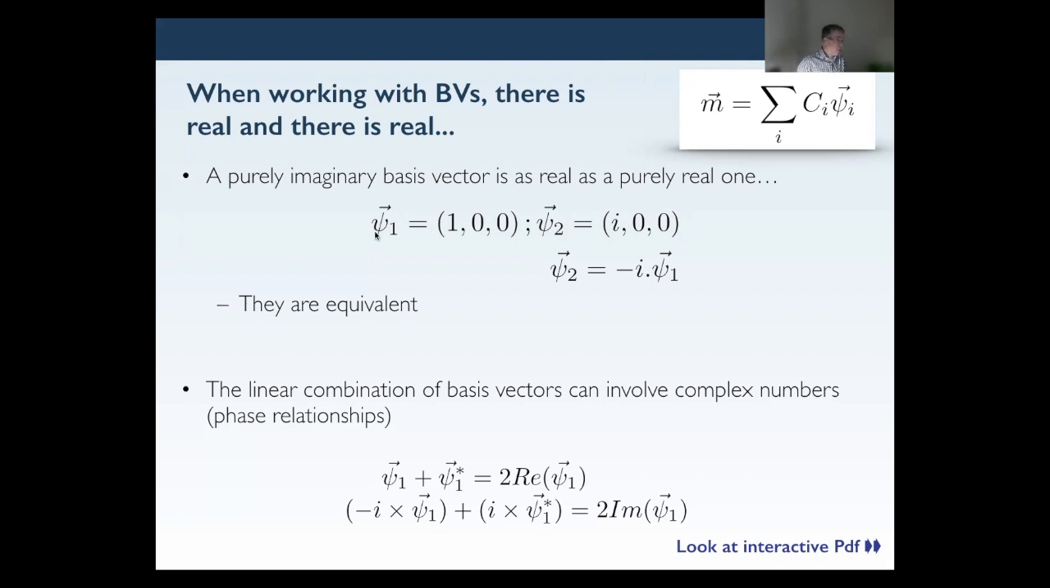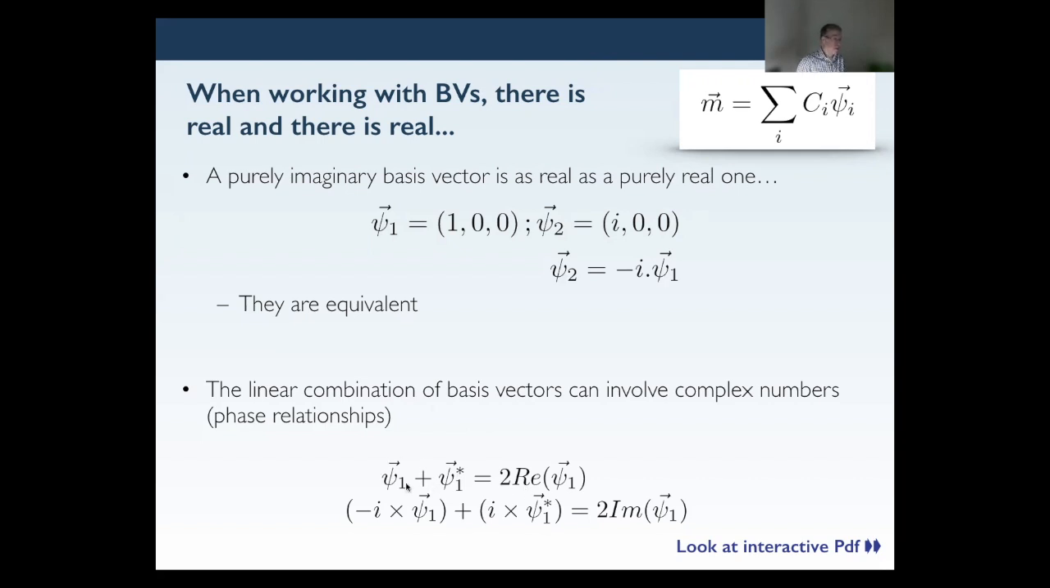So if we have a basis function that is 1, 0, 0 and another that is entirely imaginary, these two may appear different, but actually they're the same because they're related by a simple multiplication by minus i. So they would be related by the coefficient here simply being minus i. So they actually correspond to the same basis function. They're equivalent. The linear combination of basis vectors can also involve complex numbers with a variety of phases.